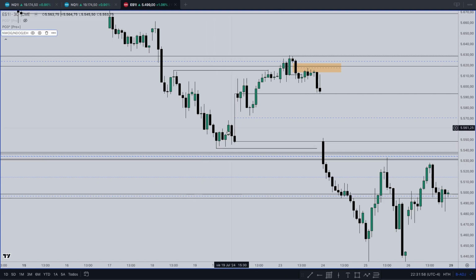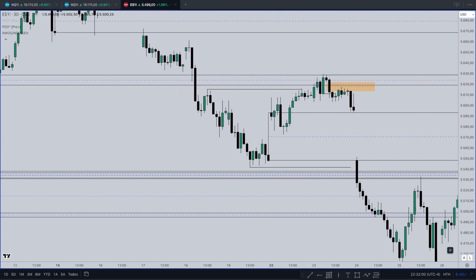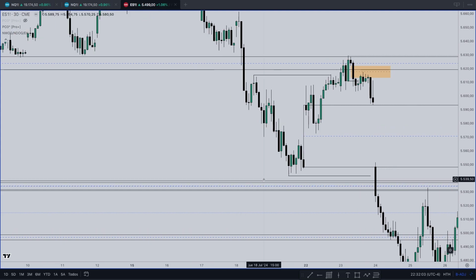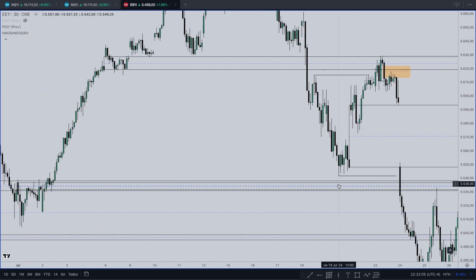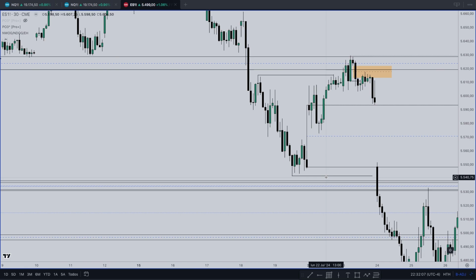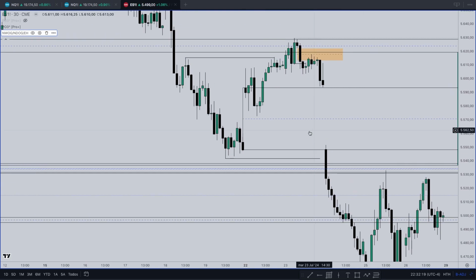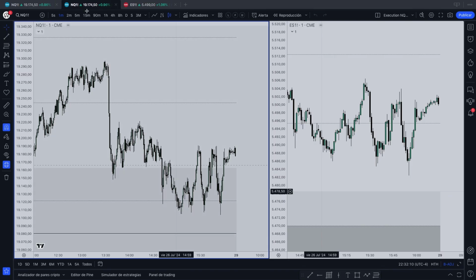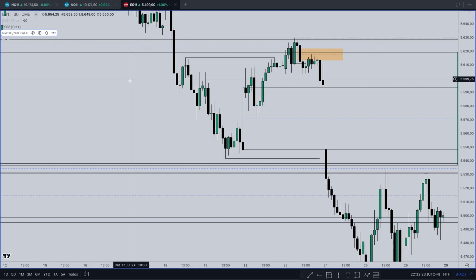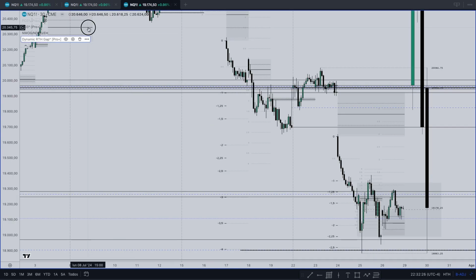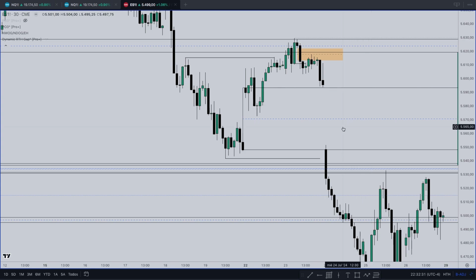When you have this kind of levels and we don't touch the high time frame levels like these gaps, this is a clear sign that they are going to attack this. And look, we move aggressively. I don't have my gap tool here. Let's put it here.